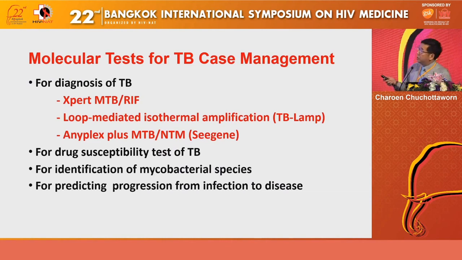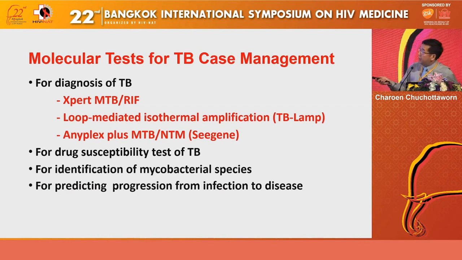But the WHO approved the Xpert test as a standard molecular test to diagnose TB, and also the loop-mediated isothermal amplification. The Xpert tests are based on the polymerase chain reaction, but the LAMP is an isothermal amplification. And this test, at the beginning, they called it a point of care test. Actually, I don't think that it's a point of care test. I call it a near patient test, not the point of care.